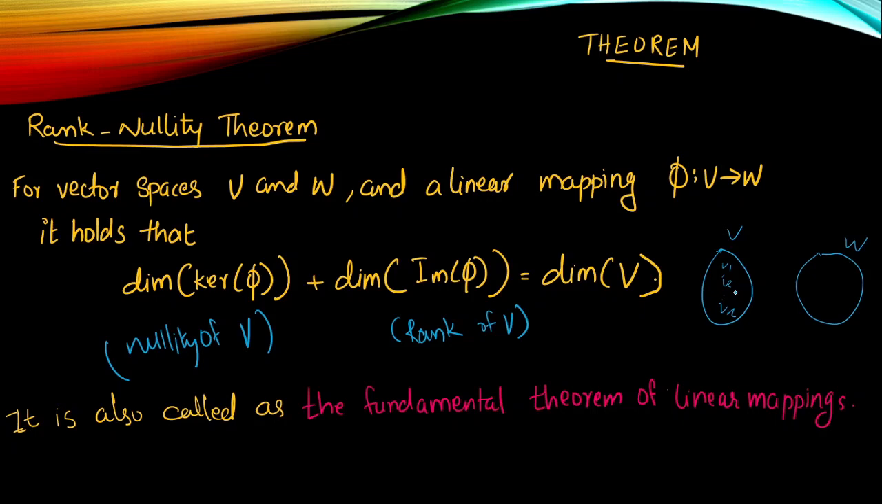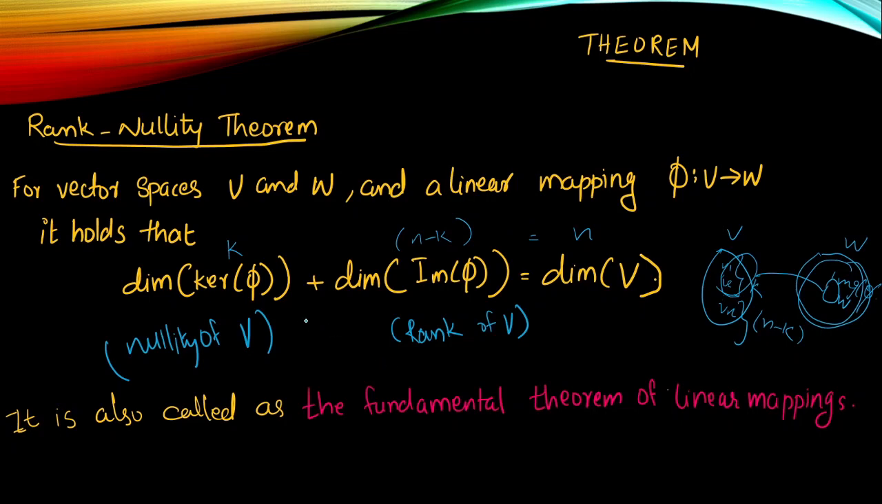And out of these, some k vectors will be mapped to the 0W. So k vectors will be mapping to the 0W, so the dimension of this will be k. Then the rest of the elements will be mapping to the other elements in the image of phi. So the remaining n minus k elements are there, so the dimension of the image of phi will be n minus k. That means when we add these two, we will get the dimension of V itself.